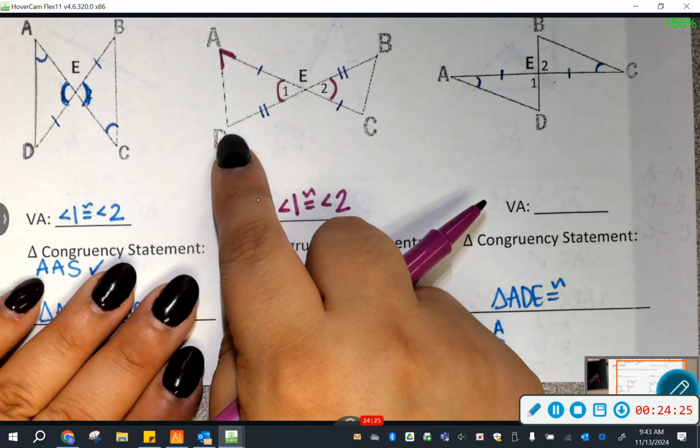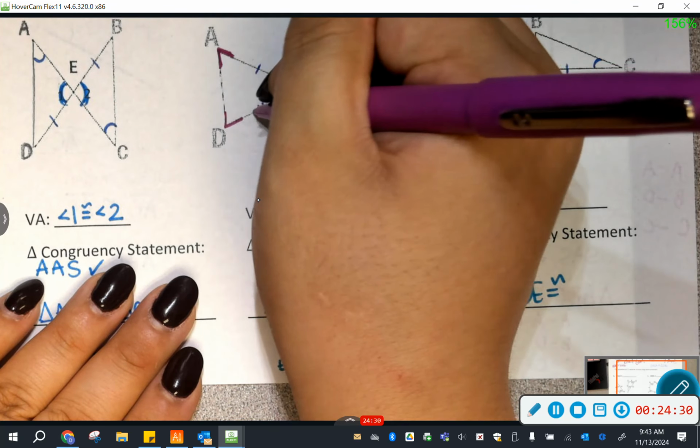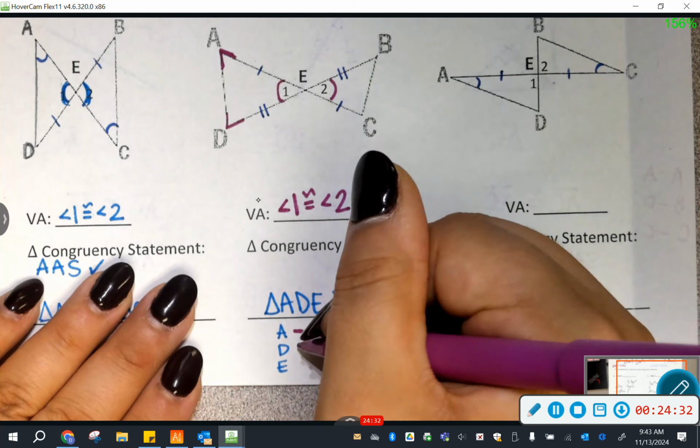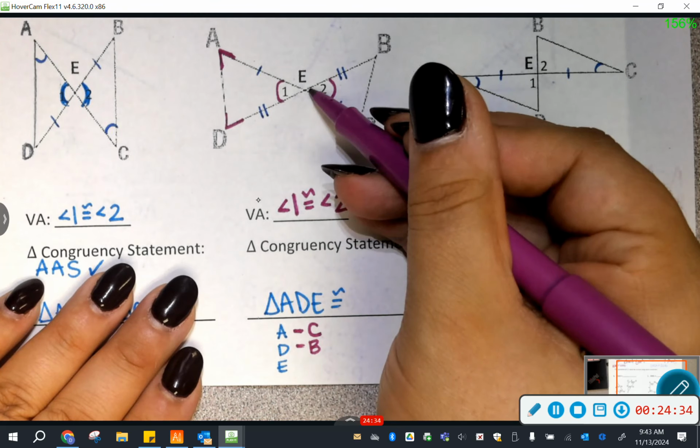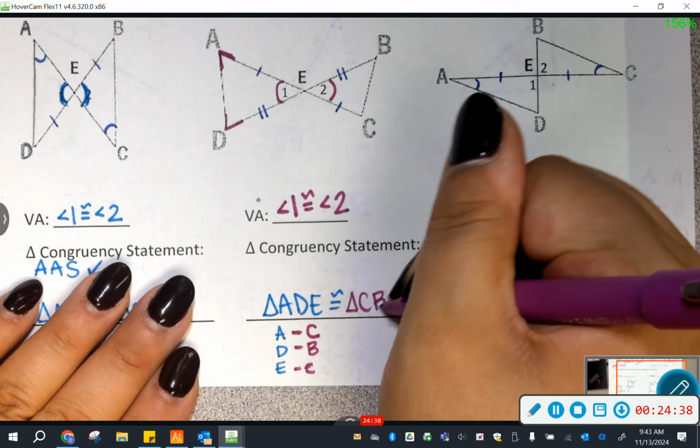What goes with D? What goes with D right here? It has 2 tick marks. B. And then last but not least, E goes with E. So this is triangle CBE.